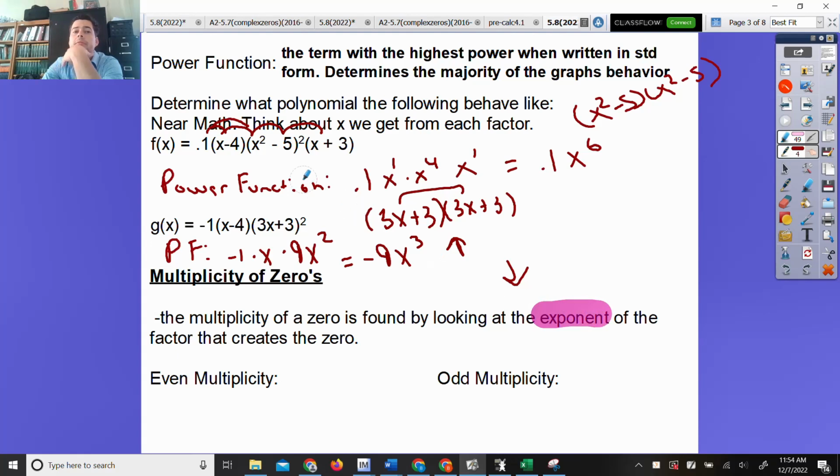All right. This factor x minus 4, what's its multiplicity? 1. Because the 1 is the understood exponent. All right. This factor 3x plus 3 squared, what's its multiplicity? 2. That's how you find multiplicity.